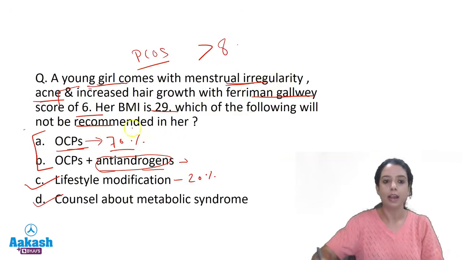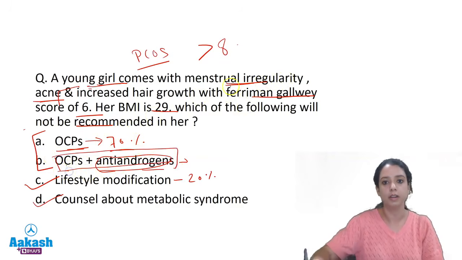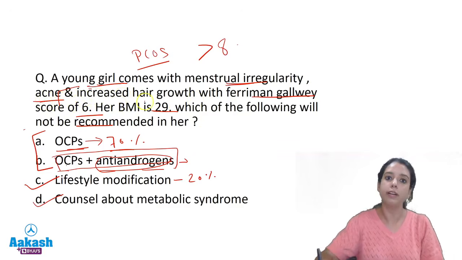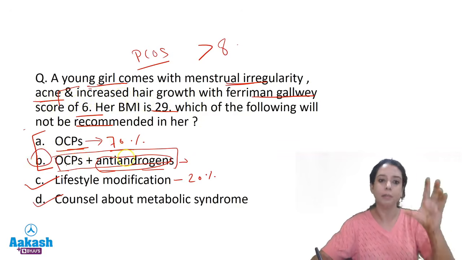I will not say that if a doctor gives OCP and anti-androgens, it will be a wrong treatment. It is not a wrong treatment. But among the options which are so close, and you are asked which is not recommended, this B option is the best one. It is not the wrong one, but it is the best answer.